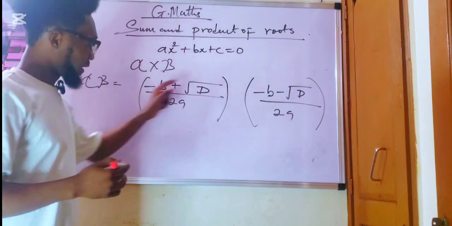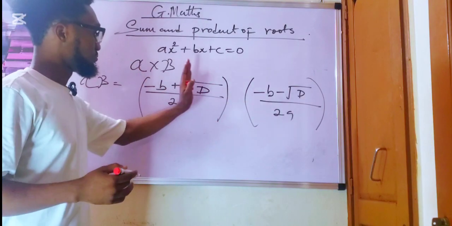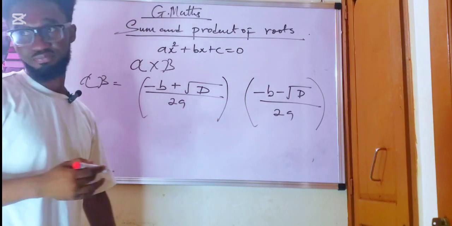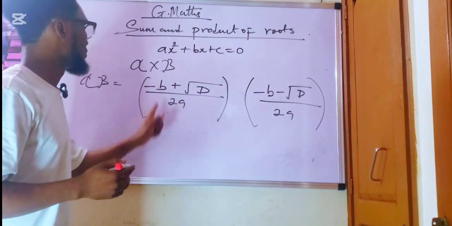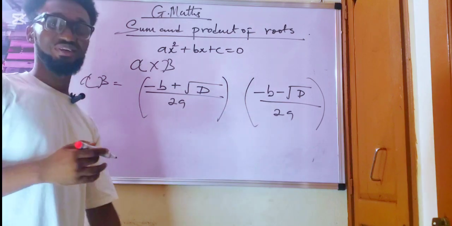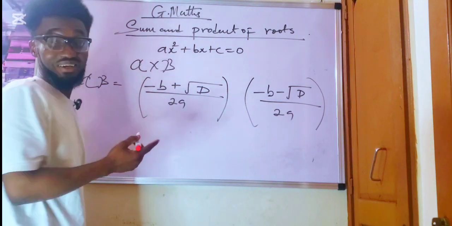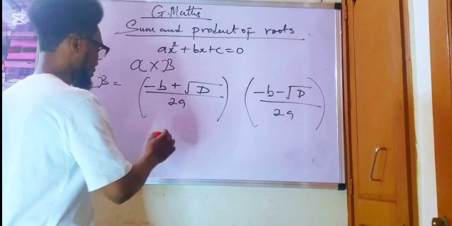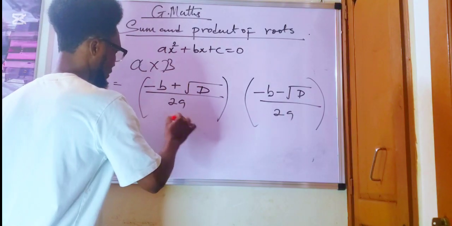So bracketing it means that we'll use this bracket to multiply this bracket. Okay, so minus b times minus b will give you what? Because minus times minus in mathematics is plus. So minus b times minus b will give you b squared.